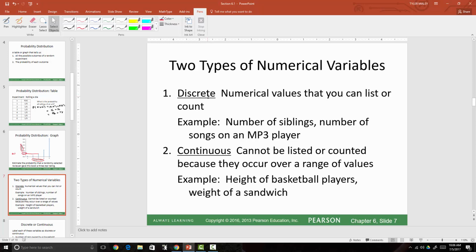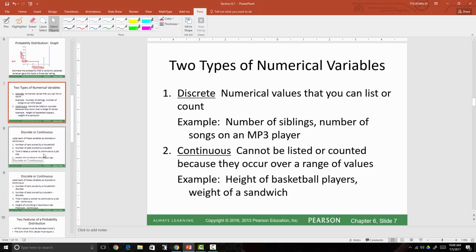Another thing that we want to talk about in this section is the difference between discrete and continuous. We have 2 types of numerical variables. Discrete is things that we can list or count. Some examples are the number of siblings that you have, the number of songs on an MP3 player. In other words, when I ask you how many of these do you have, you always answer in the natural numbers: 1, 2, 3, 4, 5, and so forth. Whereas if something is continuous, we can't necessarily list or count them all because they occur over a range of values. An example is the height of a basketball player. Someone can be 6 foot 3 inches or 6 foot 3.6 inches. It's not just 5 foot or 6 foot or 7 foot; there's a whole range. Same with the weight of a sandwich.